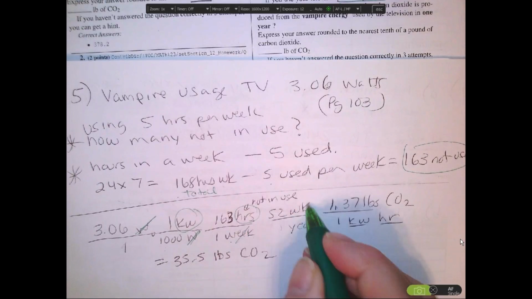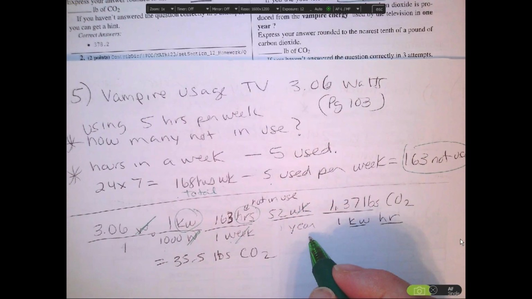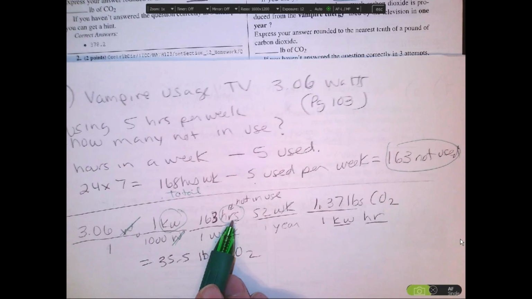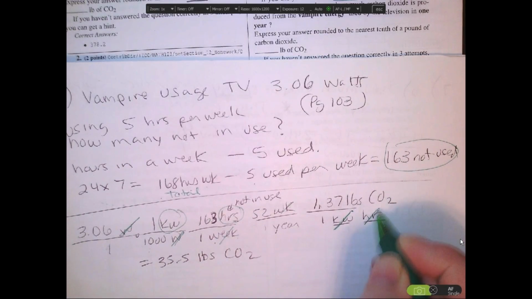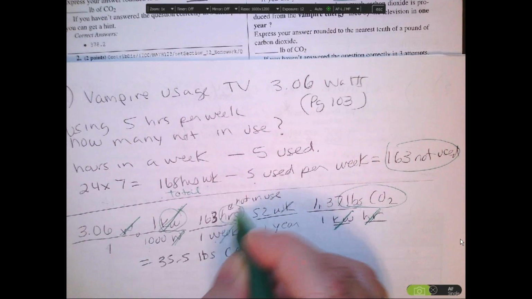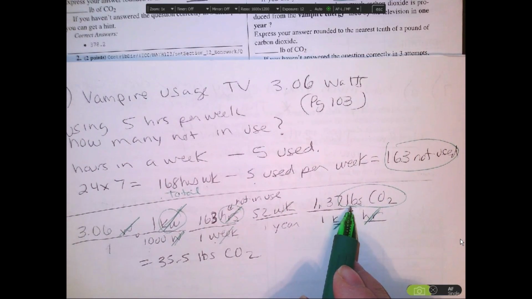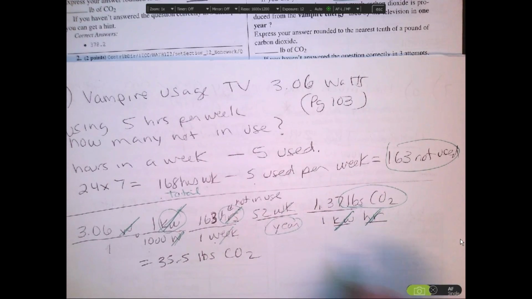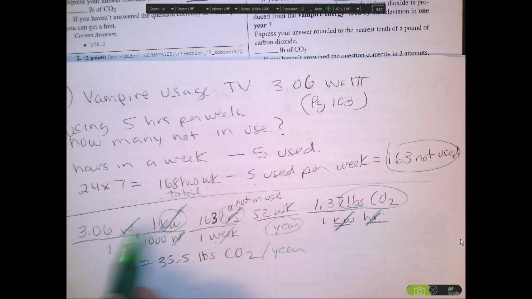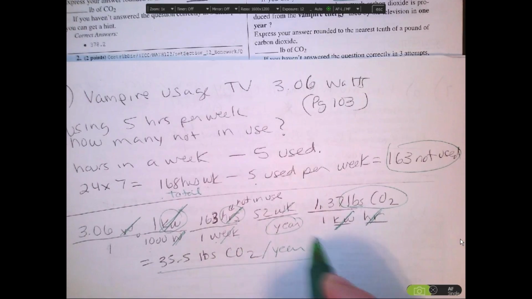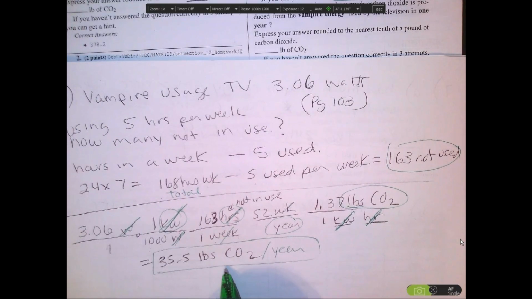Now we need to get rid of weeks and go to years, 52 weeks in a year. And this gives us what we need for our conversion, kilowatt hours, to cancel in the denominator. 1 kilowatt hour, that'll cancel these, which is what we want, is 1.37 pounds of CO2. And they want to know per year, so there we have our year. Multiply, divide, multiply, multiply, multiply. 35.5 pounds of CO2 a year.